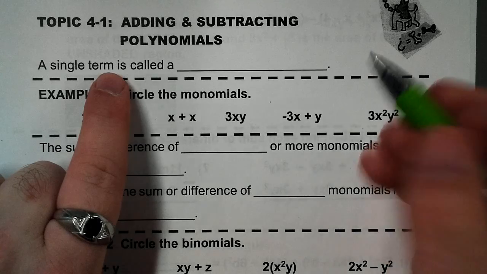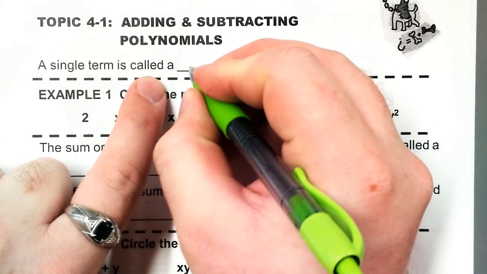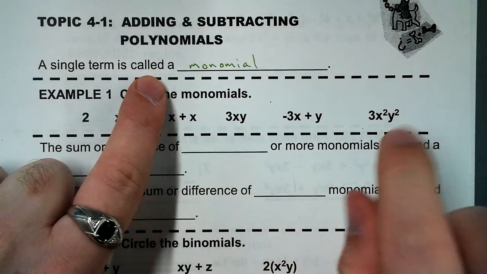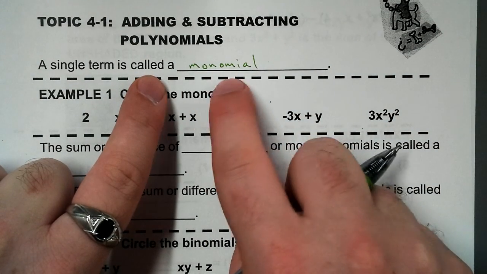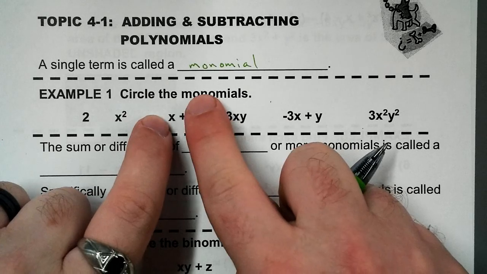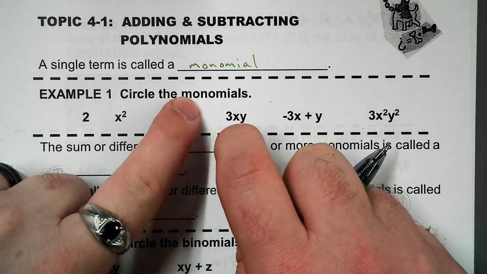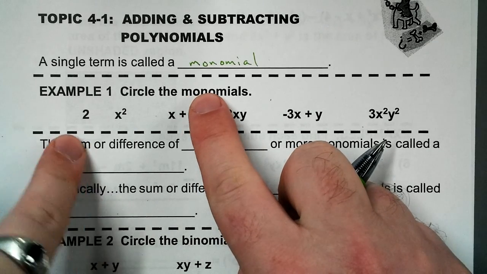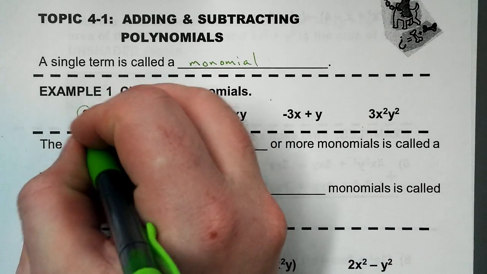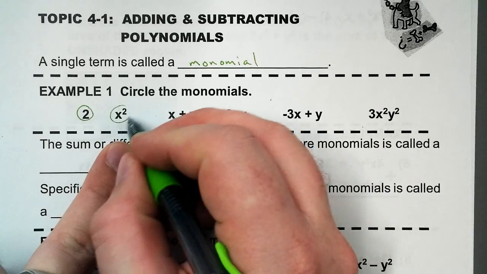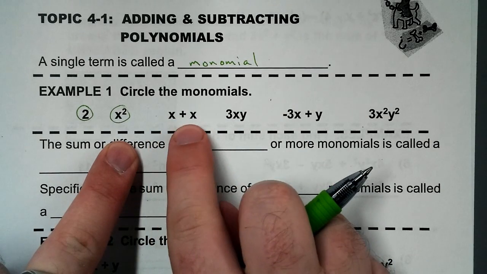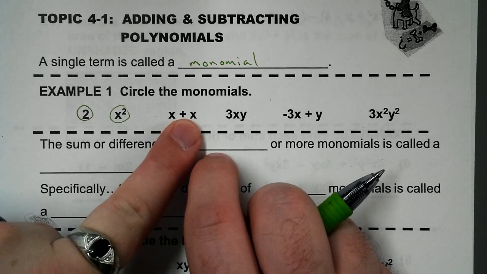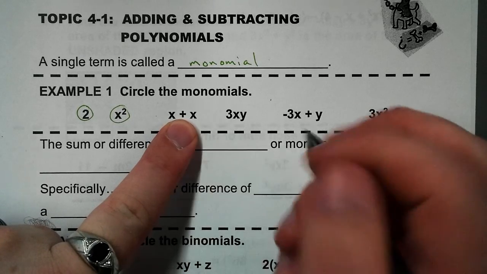Now, a single term is called a monomial. Mono just means one, and whenever you see that, that's a root word that means one of something. So it says circle the monomials. Well, 2's by itself. X squared's by itself. This says x plus x. Anytime they're separated by a plus or minus, that's actually going to create another term.